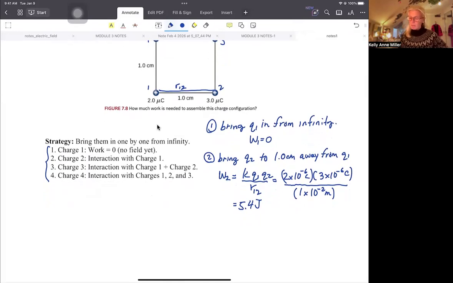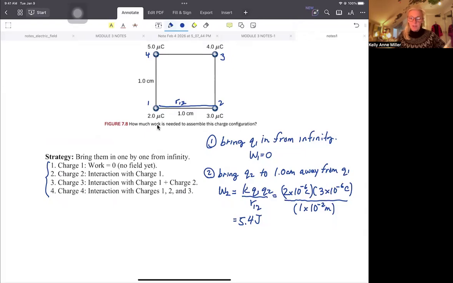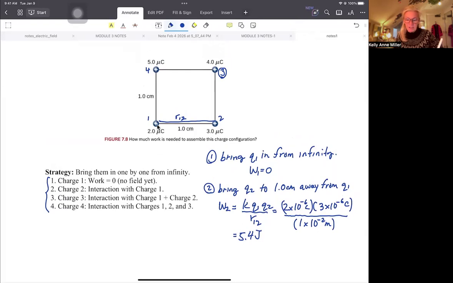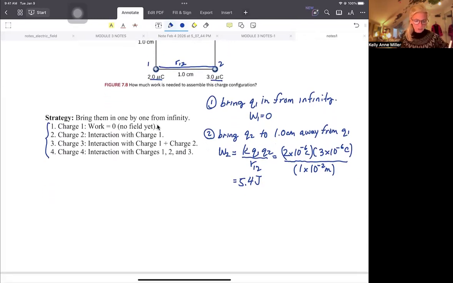Step 3 is I'm gonna bring in this charge, okay, again from infinity, and it's gonna be repelled by both of these charges that are already there. Okay, so I'm gonna have to calculate the work done to oppose the field that is produced by those two existing charges. But again, because it's a scalar, it's super easy to do. It's just superposition. So okay, step 3 is bring Q3 in.